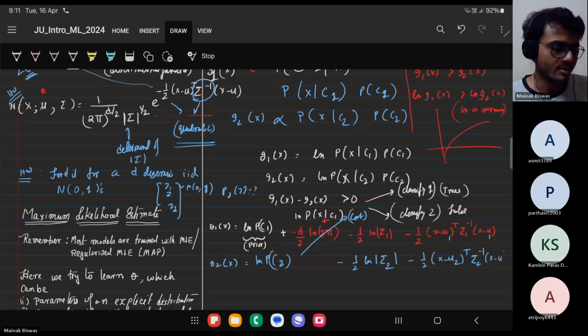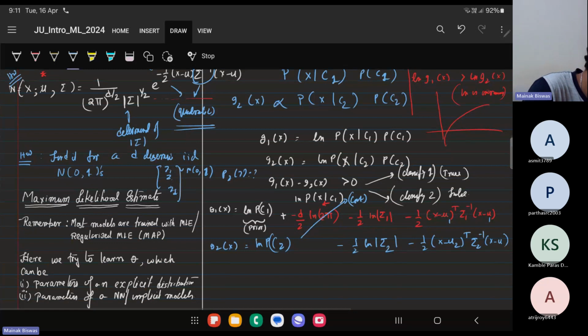Okay. So I subtract these two. What do I get? I get log of P of C1 by log of P of C2 plus log of sigma 2 by sigma 1, half minus half.